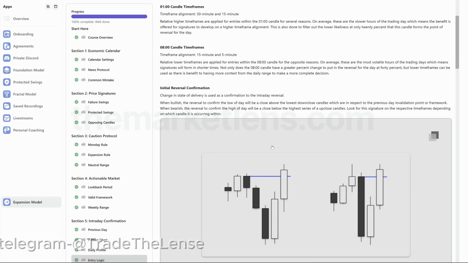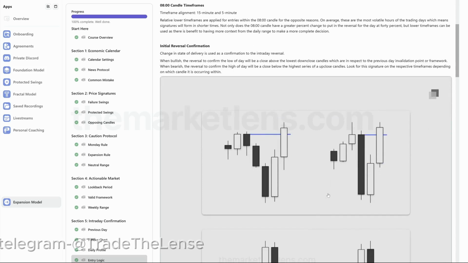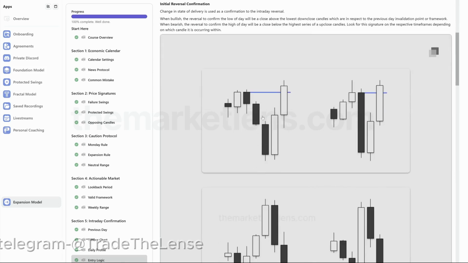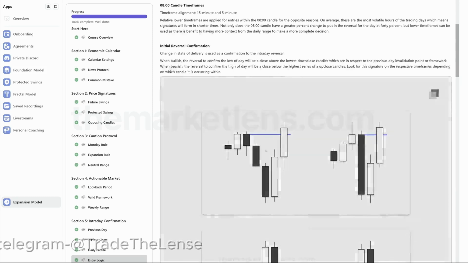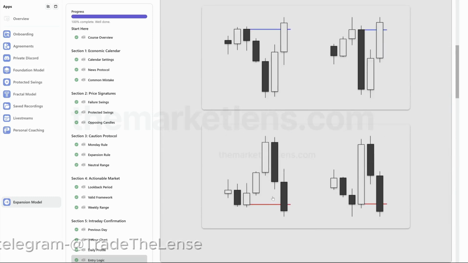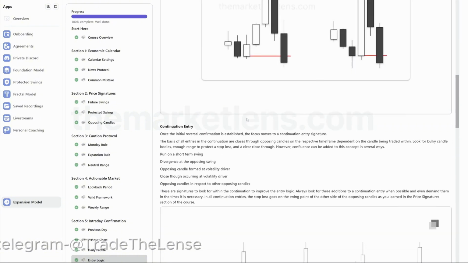So initial reversal confirmation, it's nothing that you don't already understand. It's a change in state of delivery that aligns with the daily profile. So off the low or the high, you're looking for that series or that single opposing close candle in respect to what those time frame alignments are to get that close through. And that's your initial reversal confirmation. And then your continuation entry.